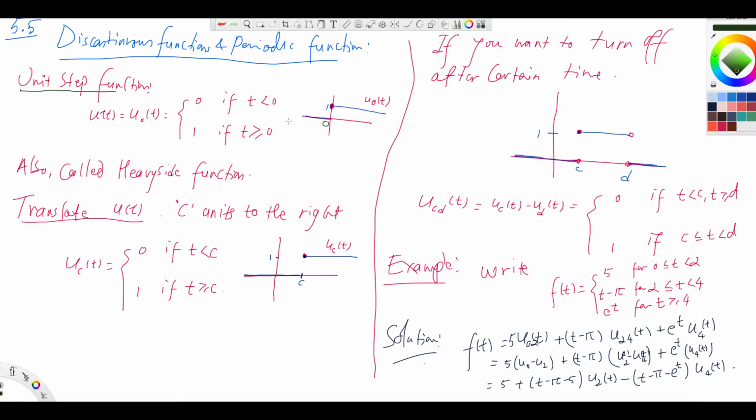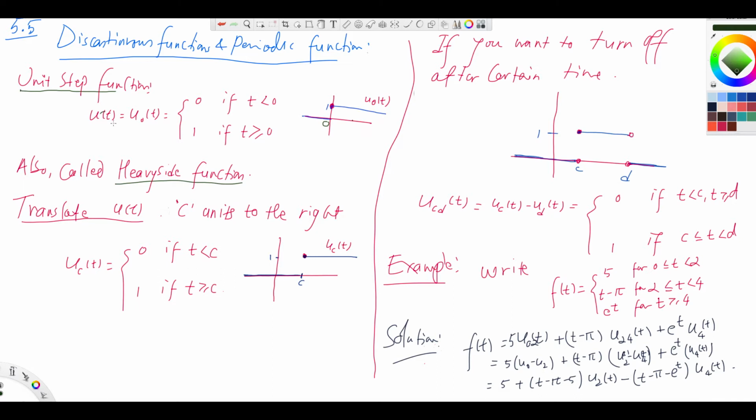On the left of 0, it is 0. On the right of 0, or equal to 0, it is 1. The height of the function is 1 basically. This function is also called the Heaviside function, okay? But sometimes you may want to turn on that 1 after a certain time, after t equals c, so that left of c it is 0 and right of c it is 1. So how do I do that?